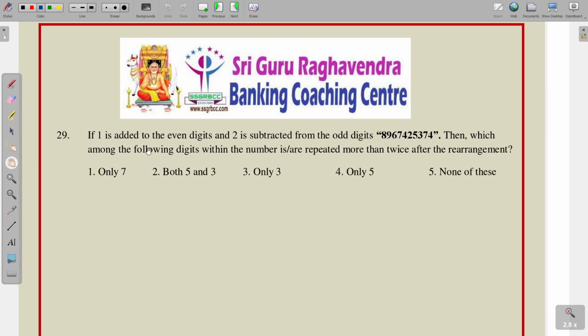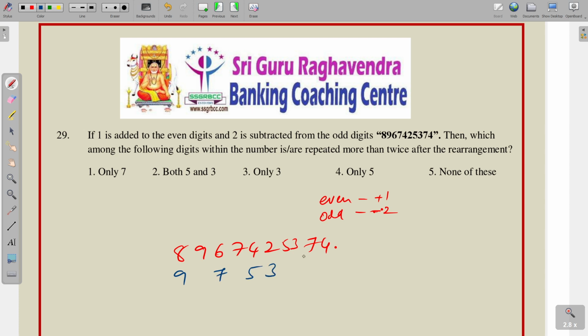Next, 29. So see 29. If 1 is added to the even digits, 2 is subtracted from the odd. So even we can add +1, odd we can add -2. So the number is 8, 9, 6, 7, 4, 2, 5, 3, 7 and 4. So first of all, even +1 that is 9, 7, 5, 3 and next 5. So coming to the odd, odd -2, so that is 7, 5 and next 3, 1 and 5.